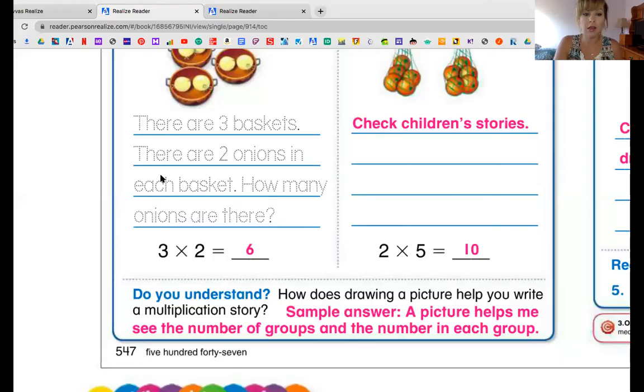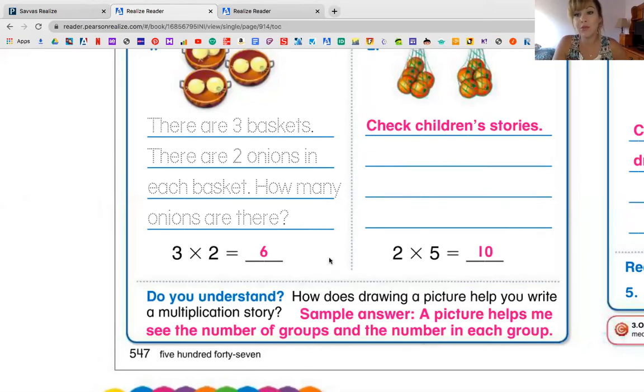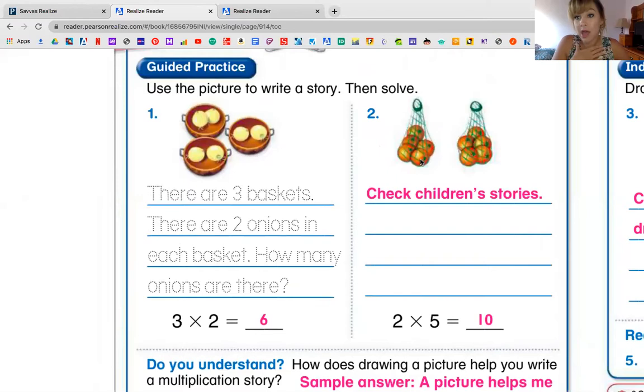Well, that's where this answer comes in right here. Here's a sample answer. They said a picture helps me see the number of groups and the number in each group. So in this case, this picture really helped me as a learner because I visualized, I saw 2 baskets, and there were 5 in each, and I could actually check my work by counting the 5 oranges. So drawing a picture helps by you seeing the parts or the groups and the items in it, okay?